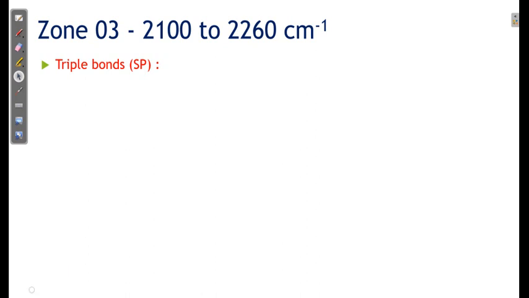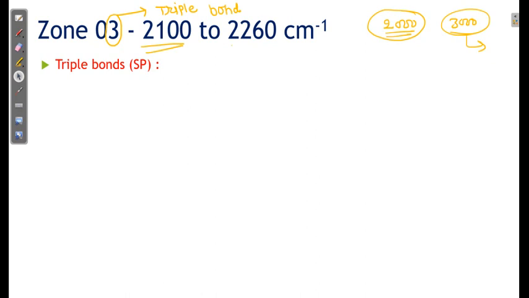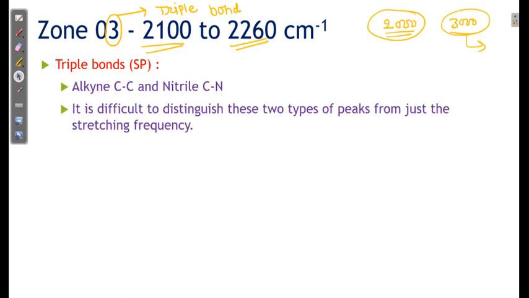Zone number 3 is useful for the triple bond. From 2000 to 3000, we made the story in zone number 2 about 3000. Now here we are discussing about 2000. So 2100 to 2260, we are getting a very characteristic signal for carbon triple bond carbon.